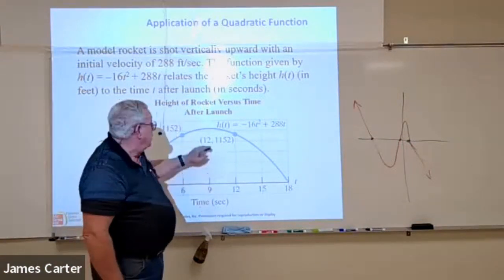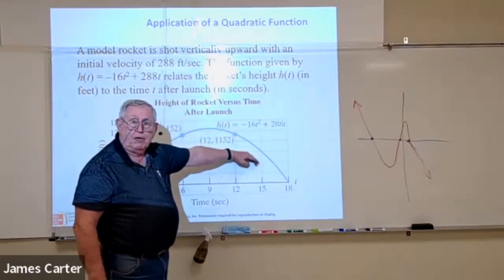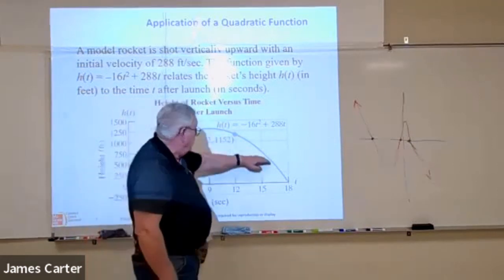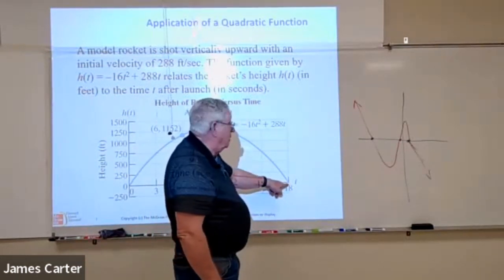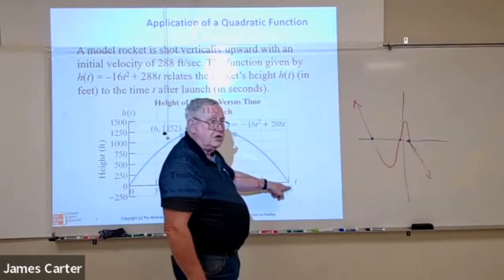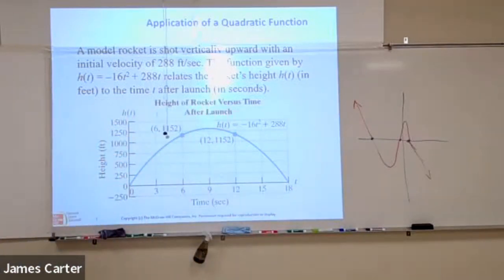Then after that, it starts to come back down, eventually hitting the ground after 18 seconds at 0 elevation. Now, that's rocketry 101.